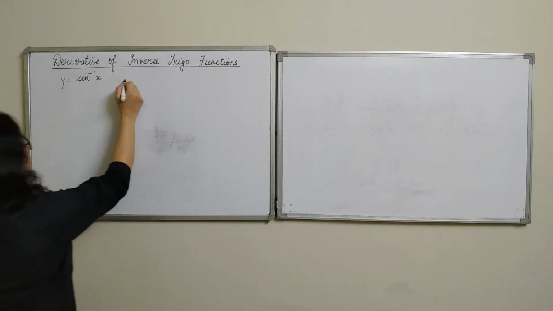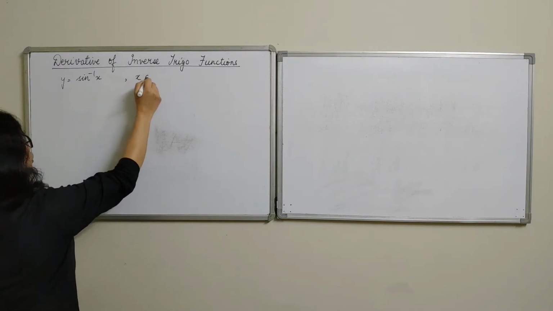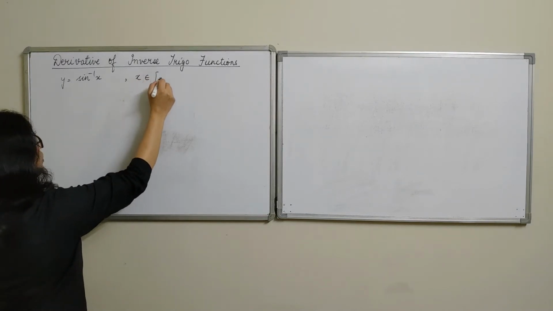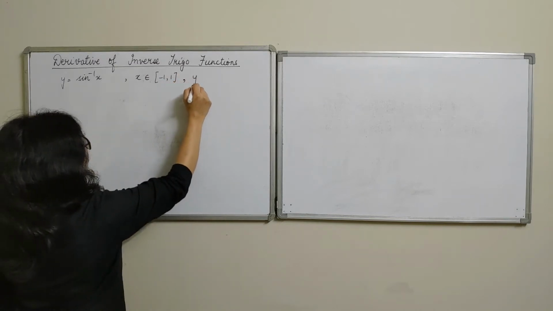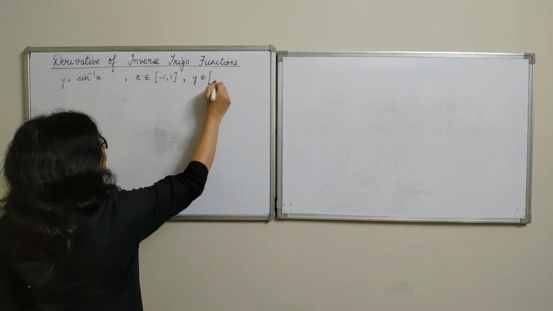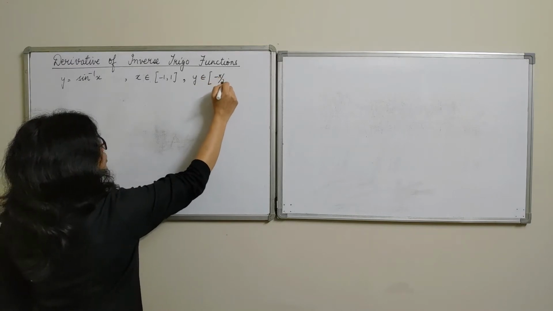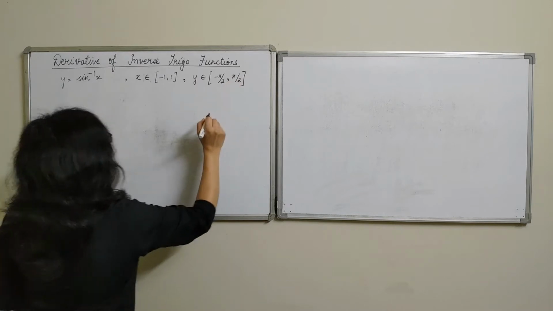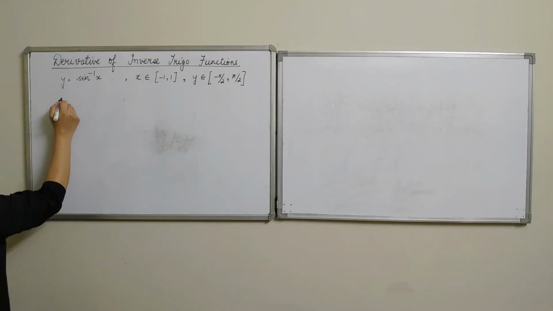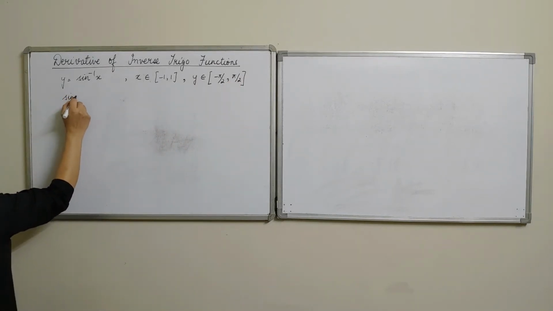Now when we write down the equation this way, we know that x belongs to the closed interval minus 1 to 1 and y belongs to the principal branch of the sine inverse function, which is the closed interval minus pi by 2 to plus pi by 2. Now to find out the derivative, let's write down the equation like this.